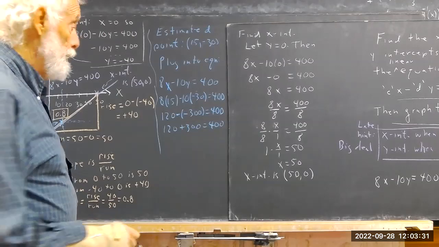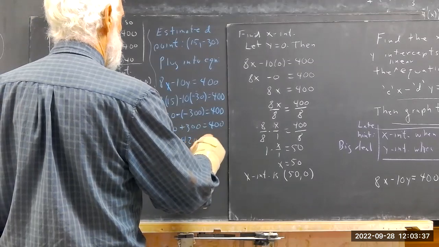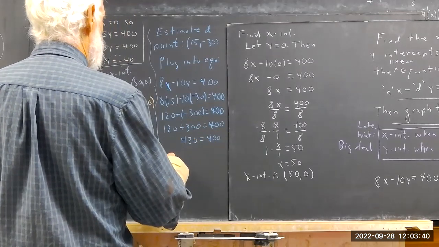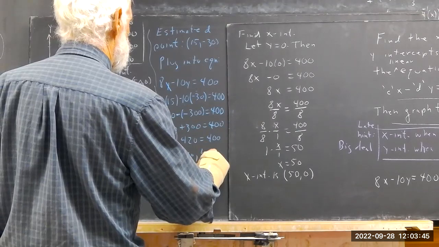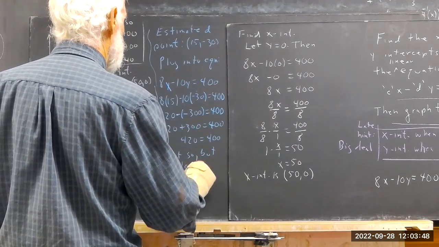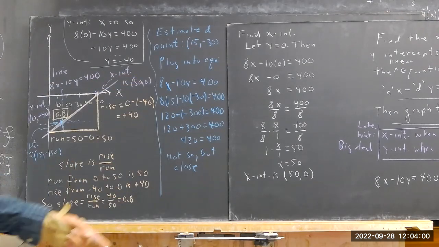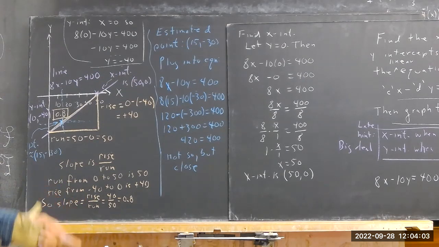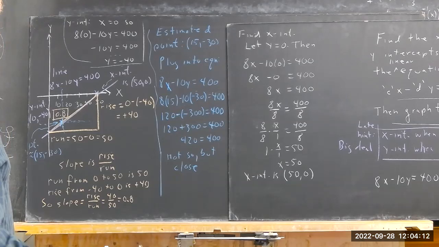Okay. And then that tells us that 420 equals 400. It's not so, but it's close. And our conclusion is that the point 15, negative 30 is pretty close to this line, but it's not exactly on it. We can't expect, when you draw a random point on the line and take an estimate, especially from back there where you all are, that you're going to come out that close.